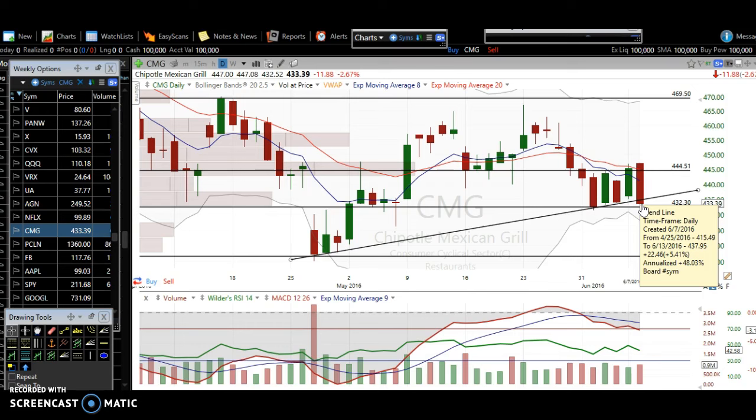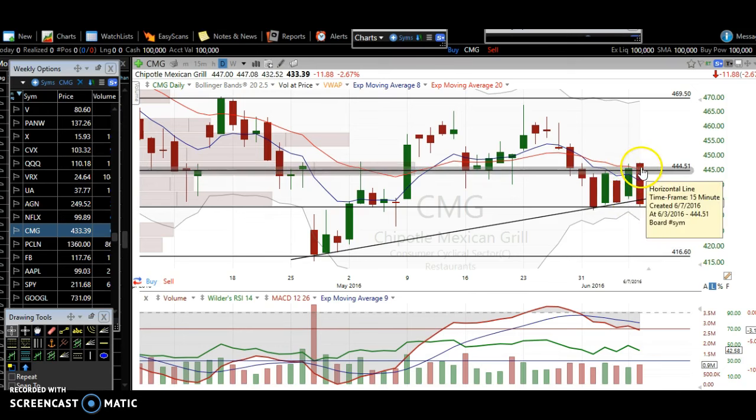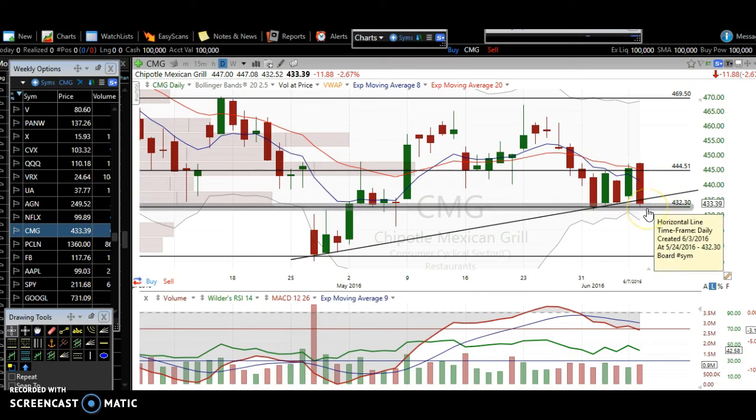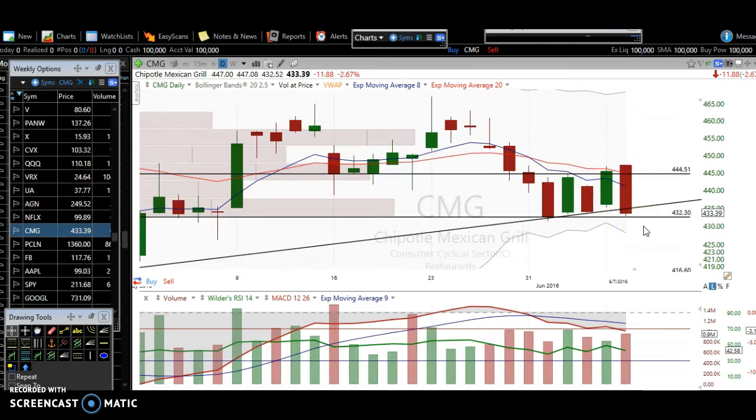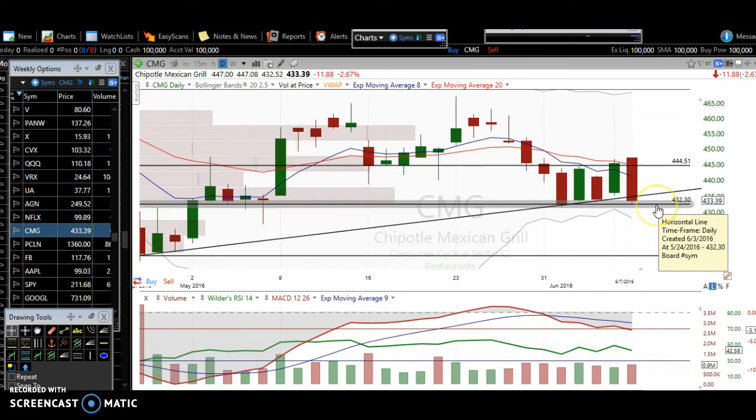Today we also had a big bearish engulfing candle. It engulfed the previous day's body, which is the open and the close, but also the previous day's highs and lows. So, a big, thick bearish candle here, and I expect Chipotle to head lower. The support level I'm seeing is right around 432.